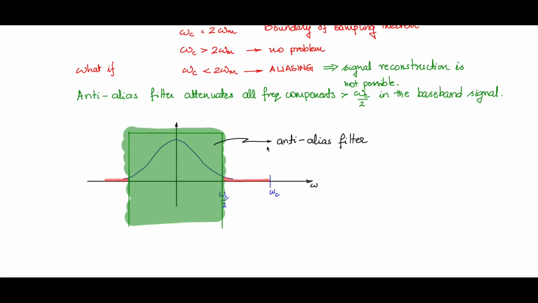The sharpness of this anti-alias filter depends upon the type of the modulating signal, the sharpness of the modulating signal, and the frequency components towards the boundary of the sampling and the bandwidth. If the amplitudes are smaller, I can still go for a slope which is not as steep as this, which means that I can go for a lower order filter.